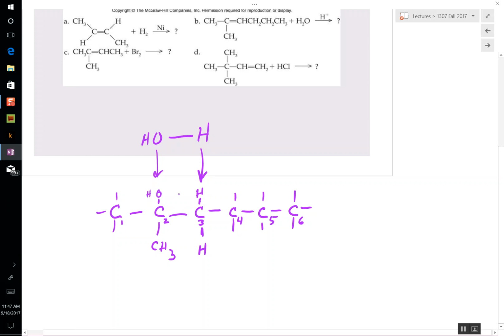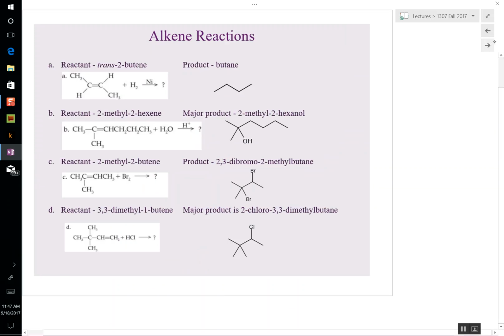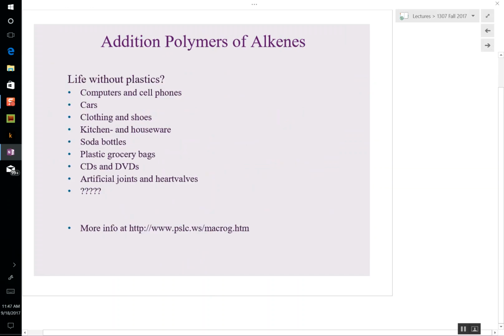And you just fly back around here. These are symmetrical, so it's not a big deal. You just put a hydrogen on each carbon. You just put a bromine on each carbon. These are unsymmetrical. You have to apply Markovnikov's rule to B and D. All right, that gets us here. We're still talking about carbon-carbon double bonds here.